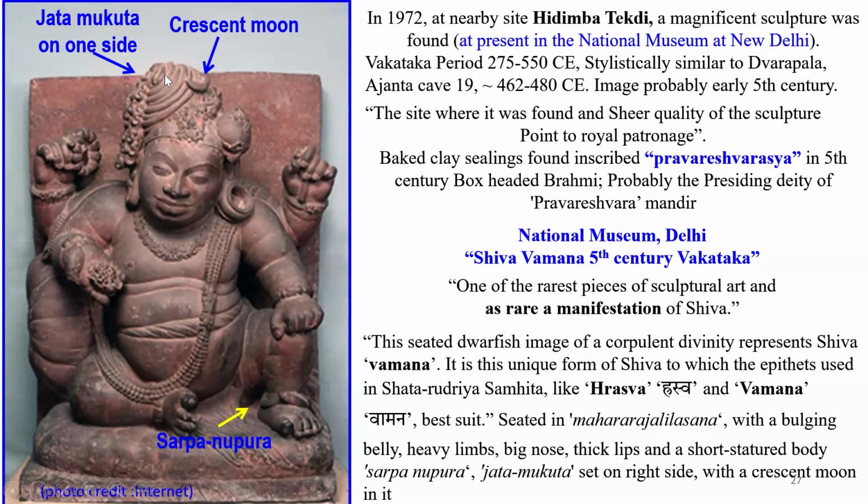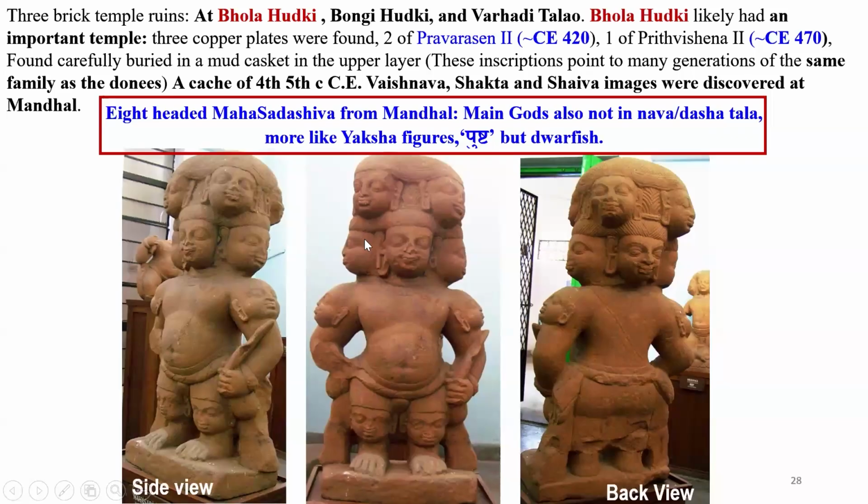You see, it has a Jata Mukuta and it has that crescent moon, and it has the association with snakes. His Nupuras are also Sarpa Nupuras, and he is seated in a very nice fashion, and he is actually wearing a loincloth. Its folds are coming out here. So this is, what should I say, I don't want to say civilized, but Nagara. And this is found at Bola Hudki.